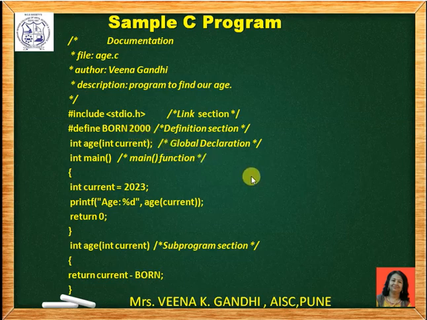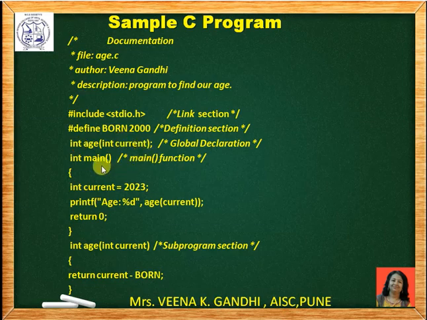After that, it contains the global declaration section. It contains the global variables or function declaration. So we declare here function called age, which accepts the current age and returns the age.